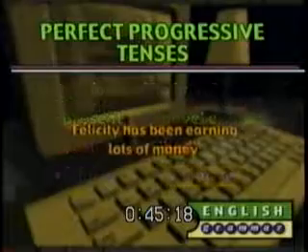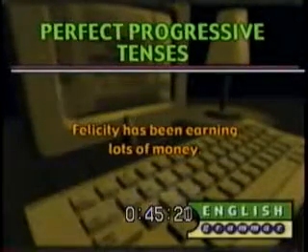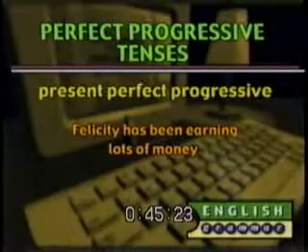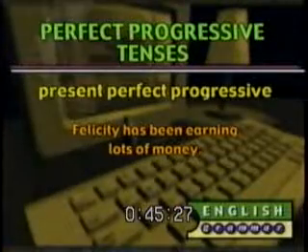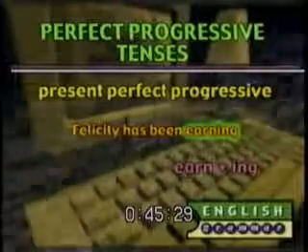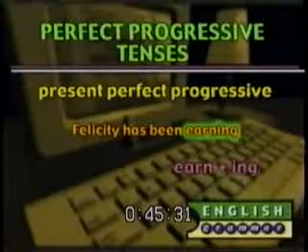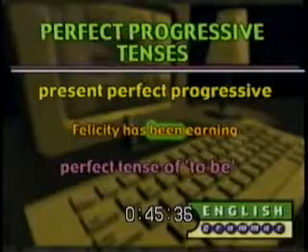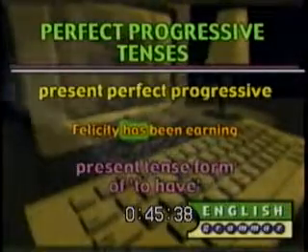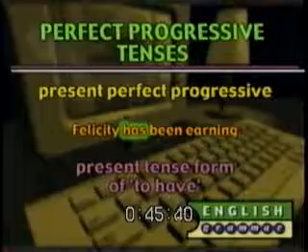Let's take another look at our sentences. Felicity has been earning lots of money. This is our present perfect progressive version. It's something that's going on now. Notice we slapped ing onto earn to get earning. Then we have the perfect form of to be, which is been. Then we have a present form of to have, which is has.